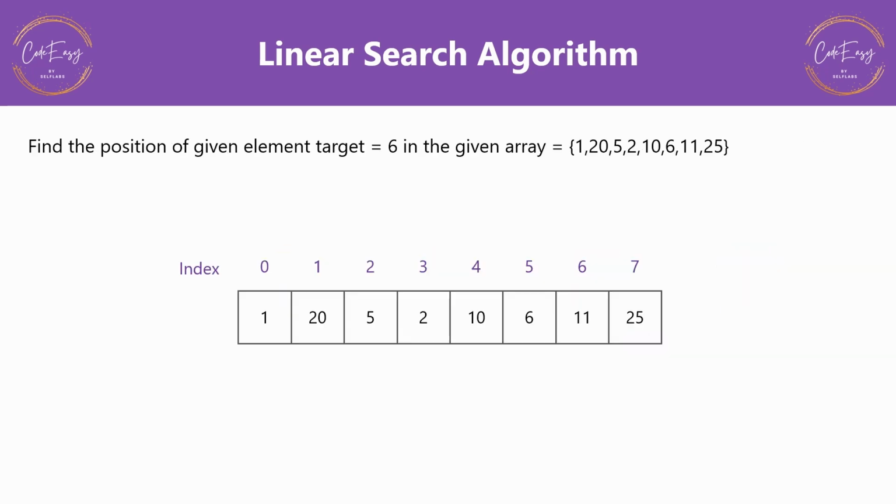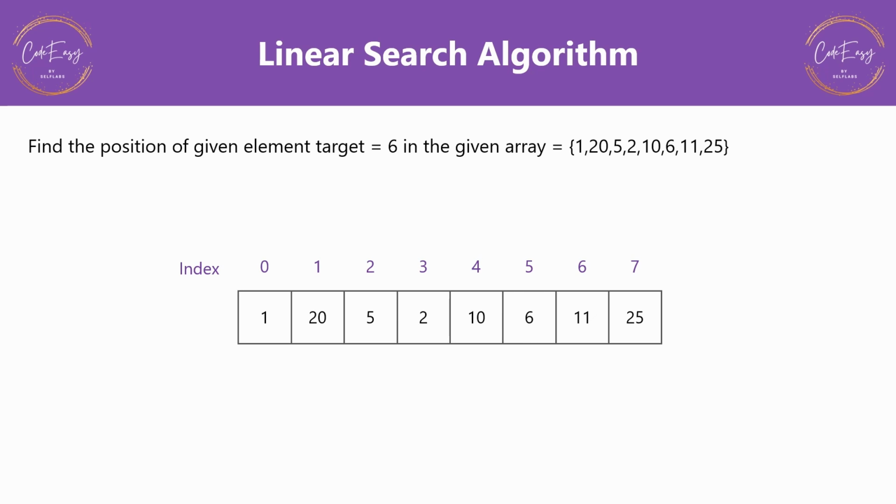Now coming to the coding perspective, let's try to solve this question. Here we need to find the position of a given element, which is 6, in the given array, which means we have been given this array 1, 20, 5, 2, 10, 6, 11 and 25, and we need to find the position of 6. So here this array can be written like this, and the index starts from 0 to 7.